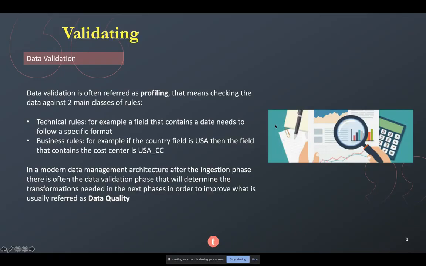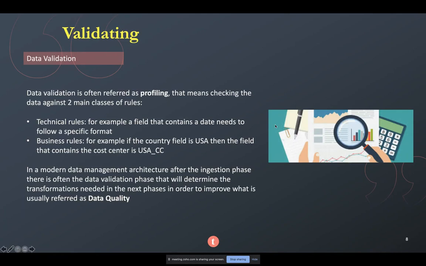But on the other hand, we can also have business rules. Regardless of whether a specific field has a correct format, it might be that in the business context you are targeting, if one field has a specific value, another field needs to have another value. Here is an example: if the country field is USA, then the field that contains the cost center of an acquisition needs to be USA CC.